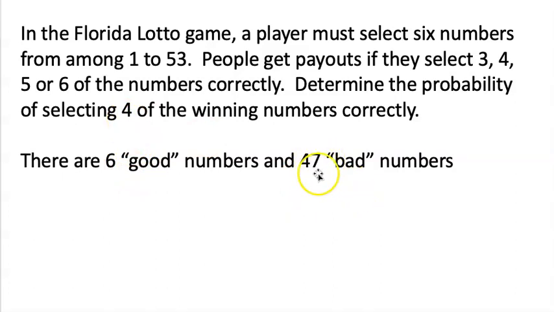There are 47 bad numbers. I want 2 of them. Divided by how many numbers total? Divided by 53 numbers total. And I need to select how many of those? We need to select 6.